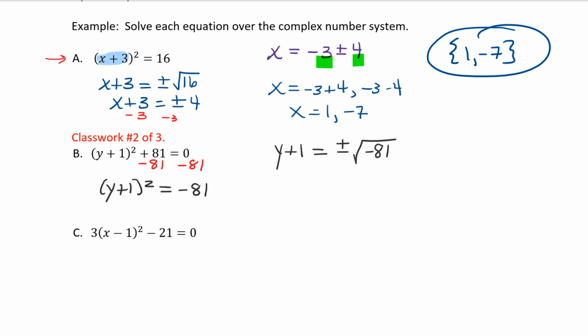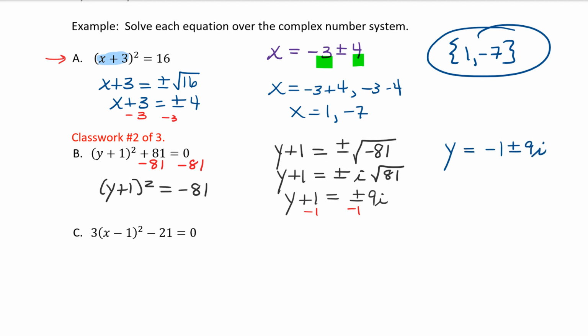We write it in i notation. So y plus 1 equals plus or minus i times the square root of 81. Then we simplify the radical if we can. We can because the square root of 81 is 9. So y plus 1 equals plus or minus 9i. Finally, we have to get the y completely by itself, so we're going to subtract 1 from both sides. So we get y equals negative 1 plus or minus 9i.